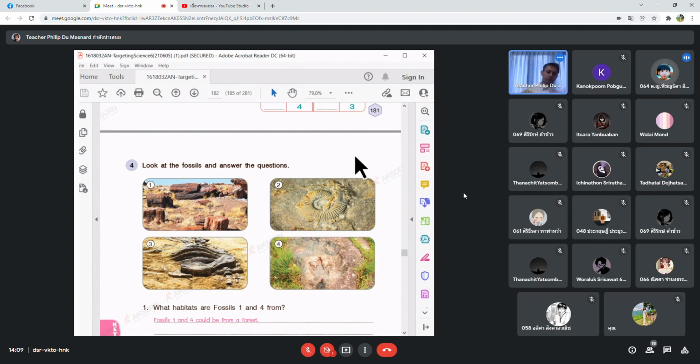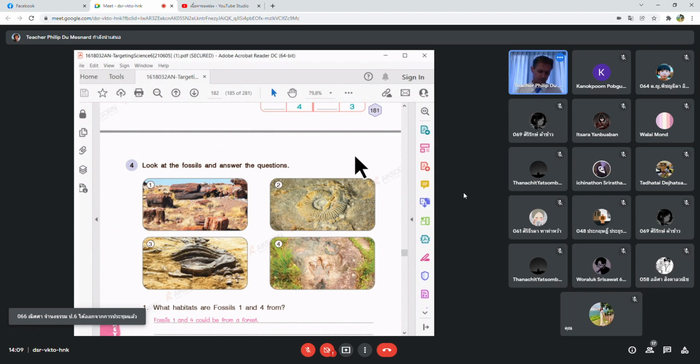Don't worry, I will take the photo for you. Oh, you want to go to the toilet? Okay, so I will take the photo of these pages, and I will put it on the line.